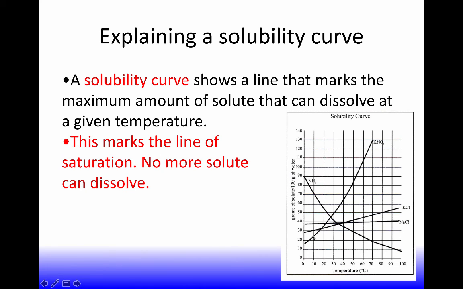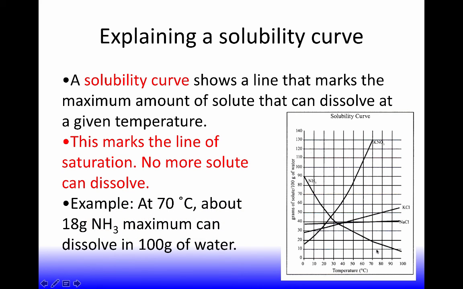No more can dissolve. So for instance, let's look at ammonia and let's look at 70 degrees. Right here, you can see about 18 grams of ammonia will dissolve in 100 grams of water at 70 degrees Celsius. You can't dissolve more at that temperature. You could dissolve less. If you're right at 18 grams, that is a saturated solution. So it's the line of saturation. Below 18 grams, down here somewhere, then it is an unsaturated solution.